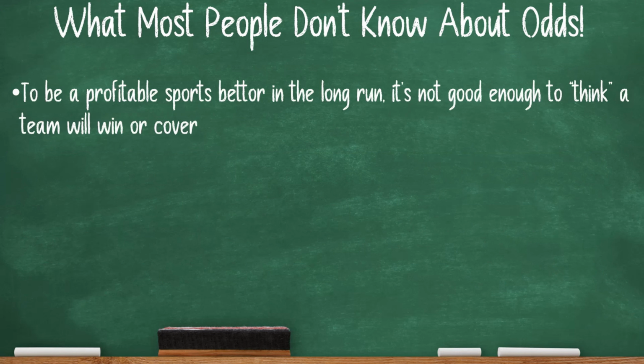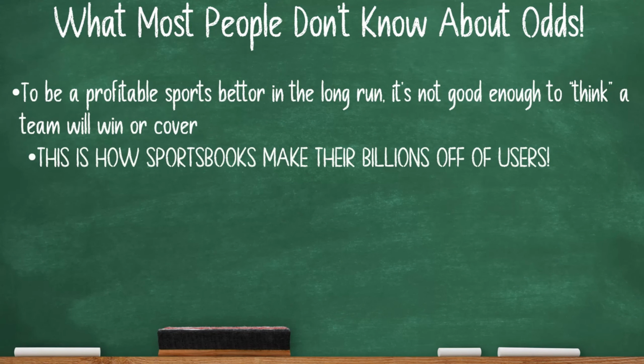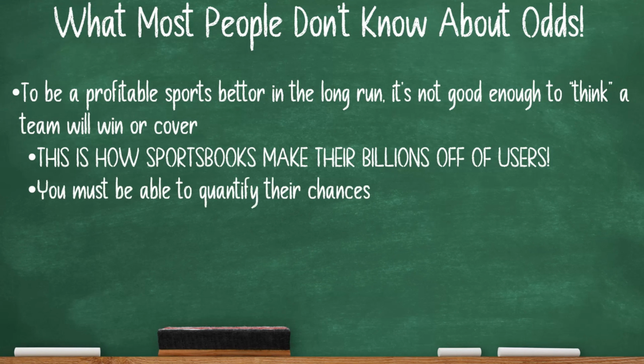So to be a profitable sports bettor in the long run, it's not good enough to just think a team will win or cover. This is what they want you to do, right? This is exactly how the sportsbooks make their billions off of users. They want you to think that, hey, you watch basketball, you watch football, you have a favorite team, you understand if the team is going to win a game or if they should win by a touchdown, whatever. And over the long run, that's absolutely a losing strategy because there's so much more that goes into how they get that number. So you must be able to quantify their chances.